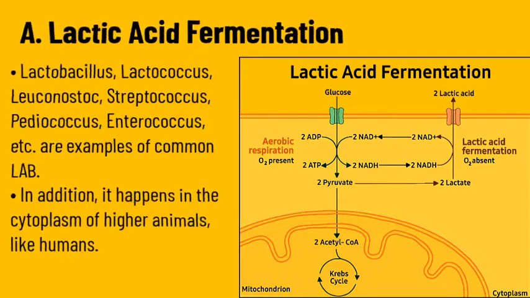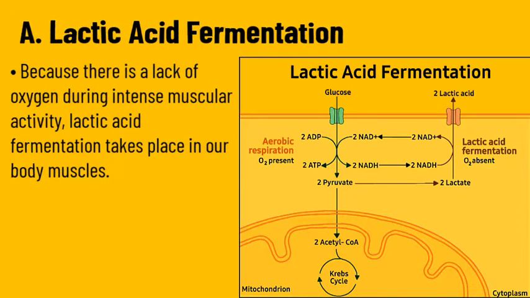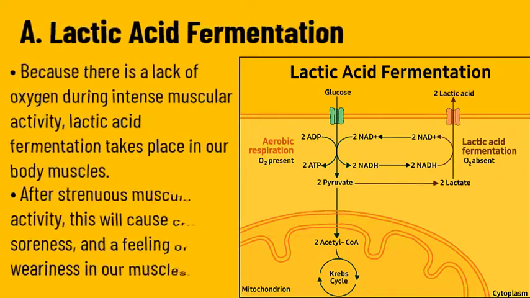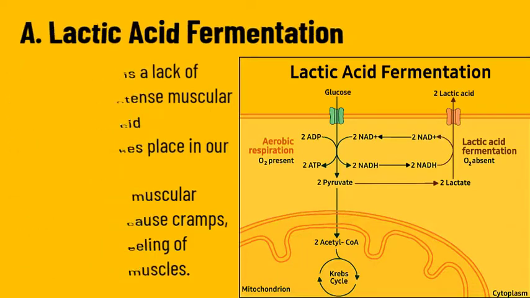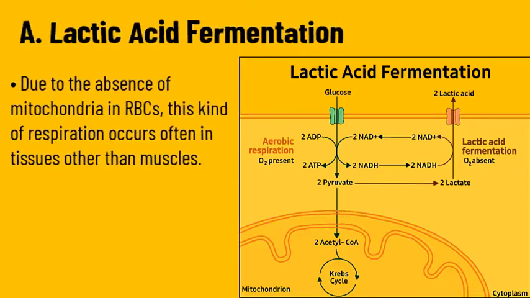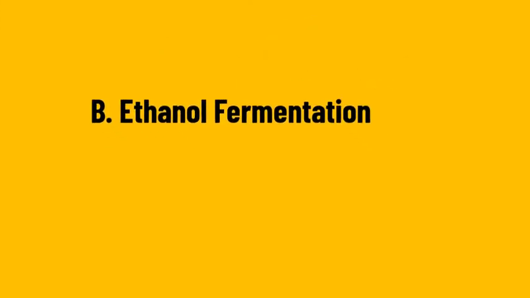In addition, it happens in the cytoplasm of higher animals like humans. Because there is a lack of oxygen during intense muscular activity, lactic acid fermentation takes place in our body muscles. After strenuous muscular activity, this will cause cramps, soreness, and a feeling of weariness in our muscles. Due to the absence of mitochondria in red blood cells, this kind of respiration occurs often in tissues other than muscles. Now let's get to know about ethanol fermentation.